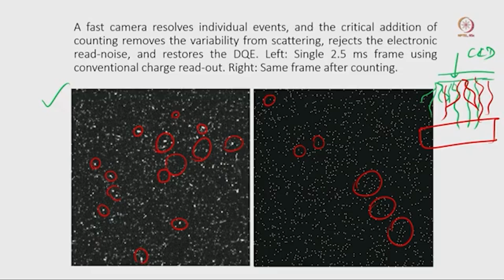So there is no need to convert from electron to photon and then record, and that is the good thing about the direct electron detector. That is one of the reasons we are getting a very uniform distribution with the direct electron detector also.